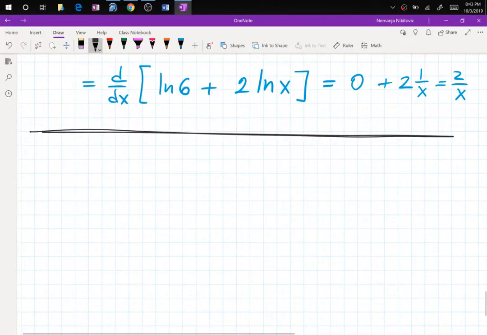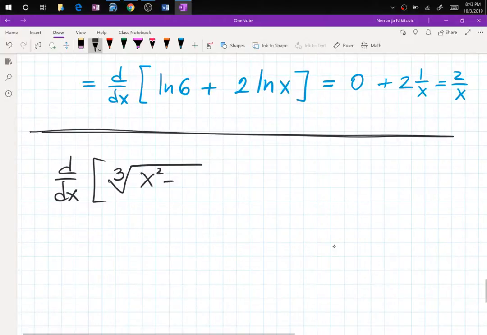Let's take a look at the derivative of a cube root of x squared minus 2. So try this one on your own.